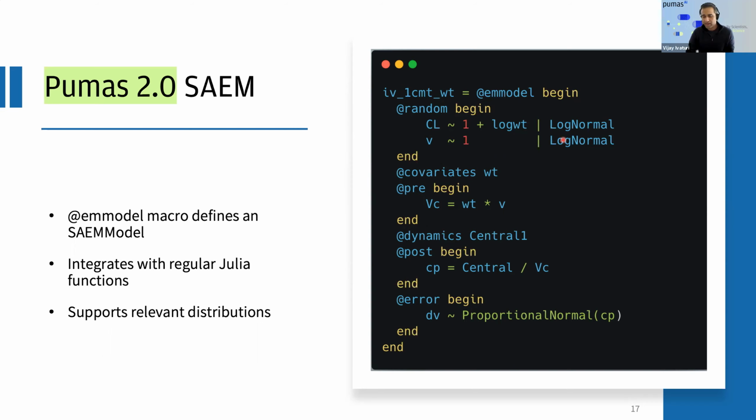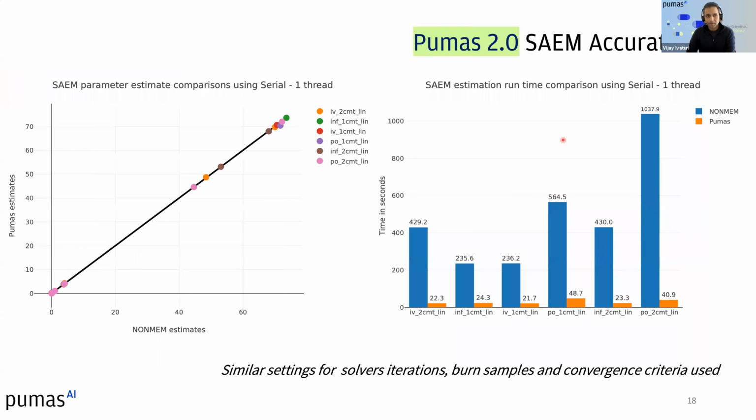And we support a wide variety of distributions and the standard post-processing that comes with SAEM. And this is how the current results look with SAEM. Pumas estimates on the left, NONMEM estimates on the right, and you see that the results match. Comparison to NONMEM for SAEM runtimes, we are much faster. And we all know that NONMEM SAEM is slow in general, but this is just a good benchmark for us to see how we perform.